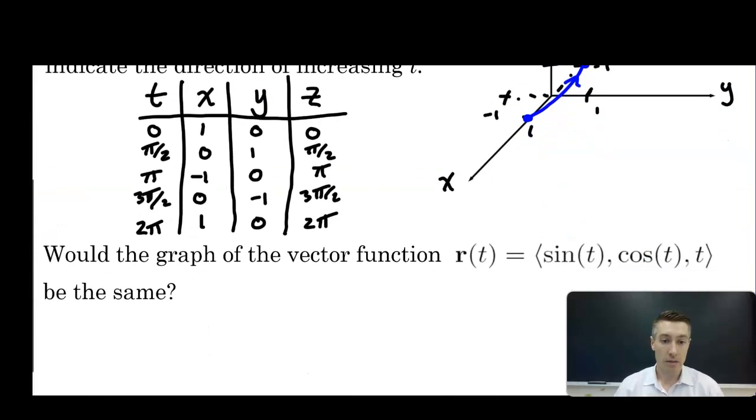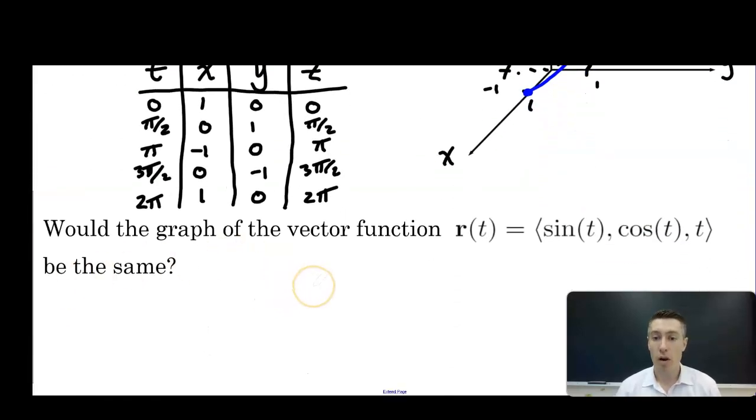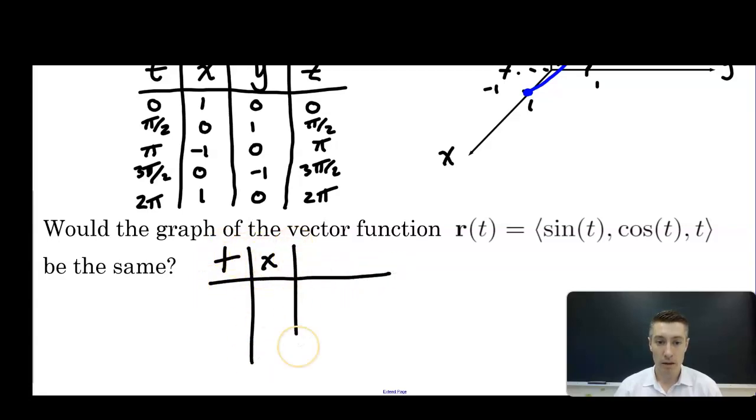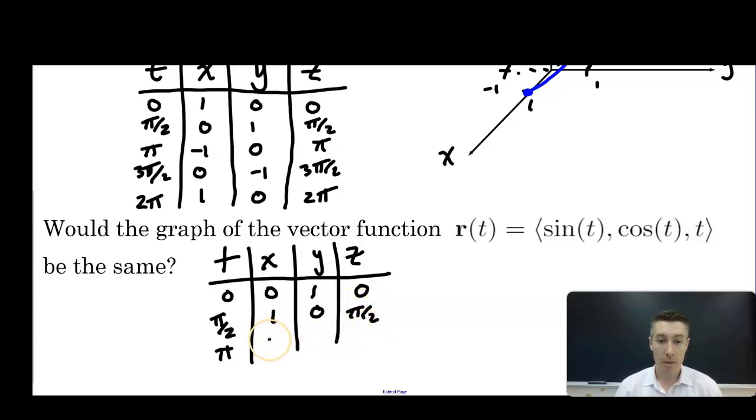Now, in this case, they asked, would the graph of the vector function r of t being sine t, cos t, t be the same? So again, they switched the sine and the cosine. But in this case, because we have the third dimension, we need to be a little bit more careful. So if we made a table of values again, and again, we don't need too many of them. So let's just say 0, pi over 2, and pi. So now at 0, we'd have 0, 1, 0. At pi over 2, it's 1, 0, pi over 2. And then at pi, it would be 0, negative 1, pi.